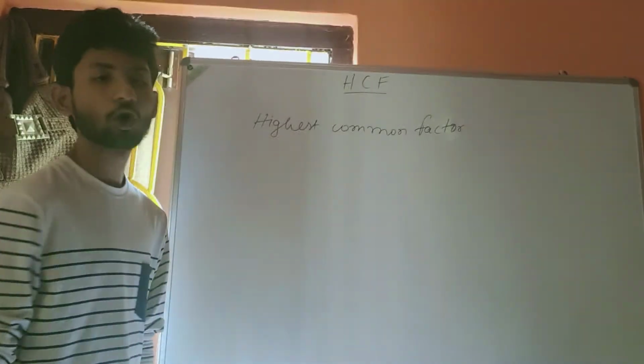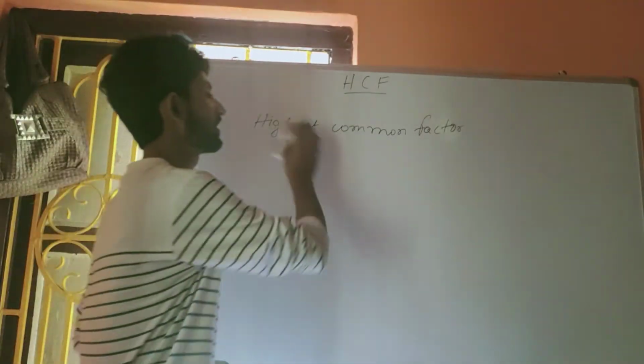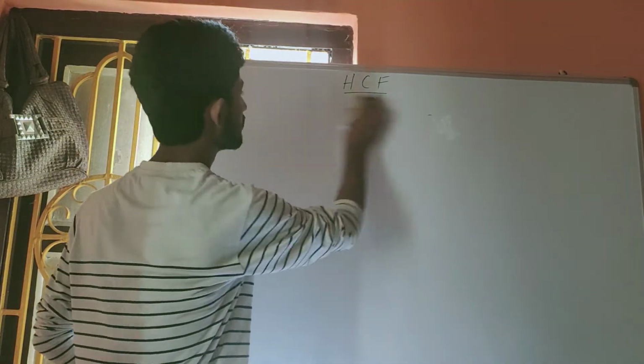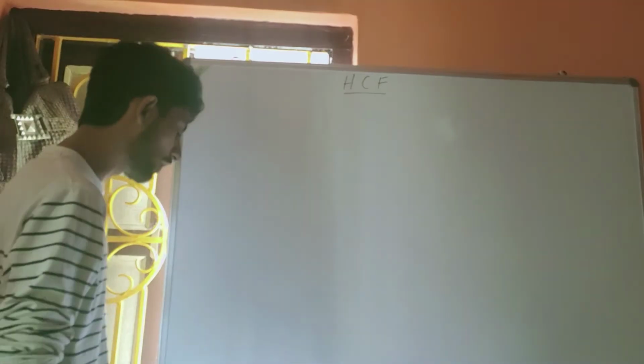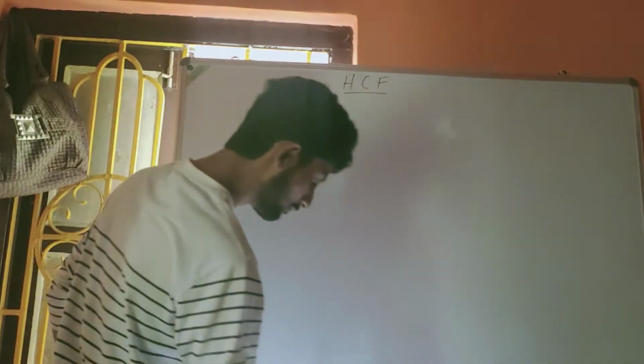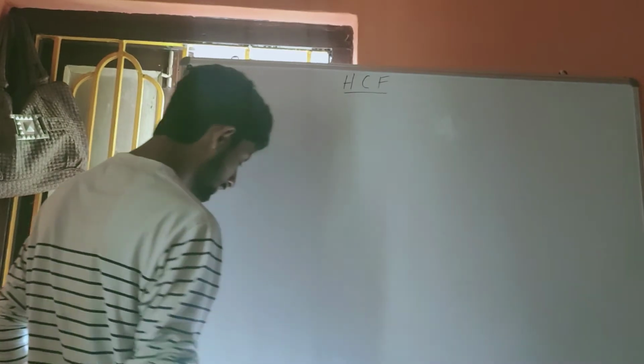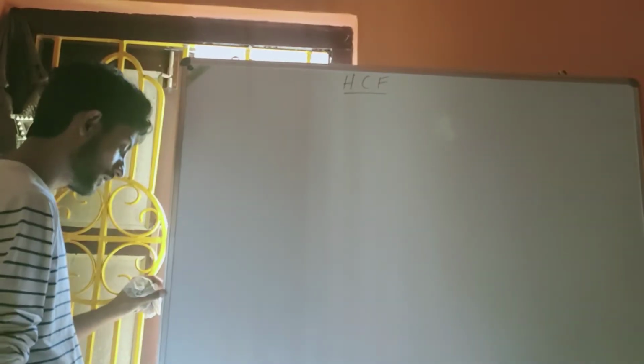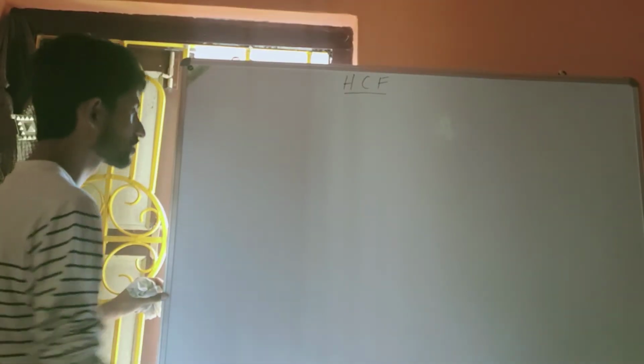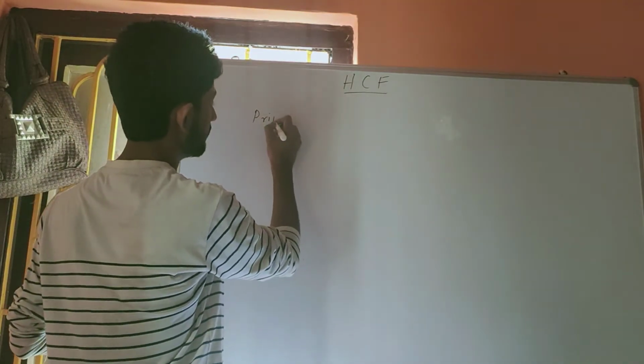My suggestion is don't do it with this method because it is hectic for you. Okay, it will be hectic for you. That was the listing method. Now there is another method which is called prime factorization.